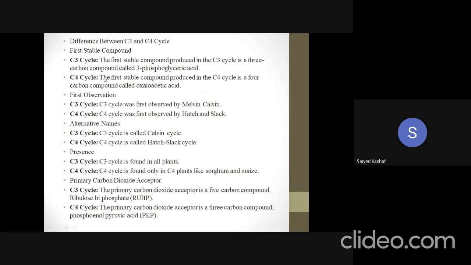The differences between C3 and C4 cycles: the first stable compound in the C3 cycle is a 3 carbon containing compound, that is 3-PGA or 3-phosphoglyceric acid, right? Whereas in C4 it's a 4 carbon containing compound, that is oxaloacetic acid. Now, the C3 cycle was first observed by Calvin, and the C4 cycle was observed by Hatch and Slack. Alternative names of these cycles are Calvin cycle and Hatch-Slack cycle. The C3 cycle is found in all plants, whereas the C4 cycle is found only in C4 plants like sorghum and maize.